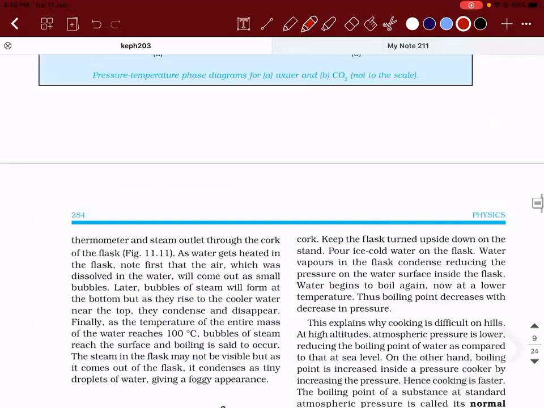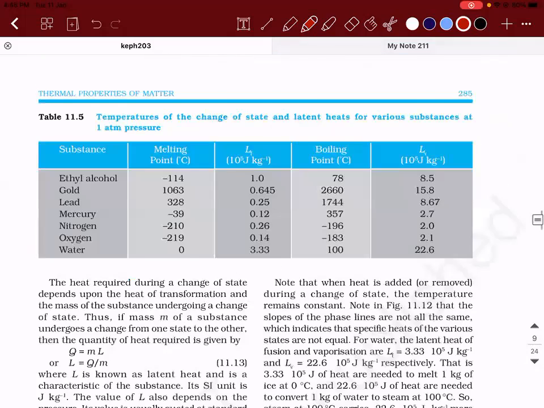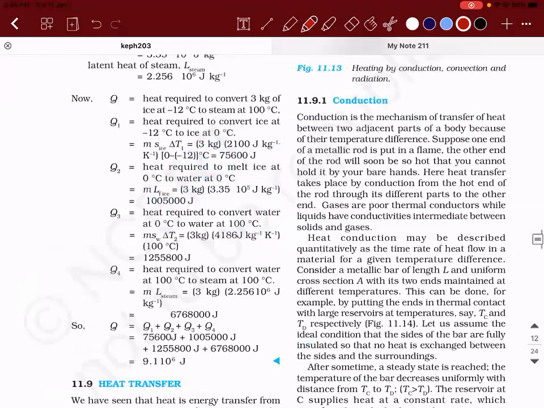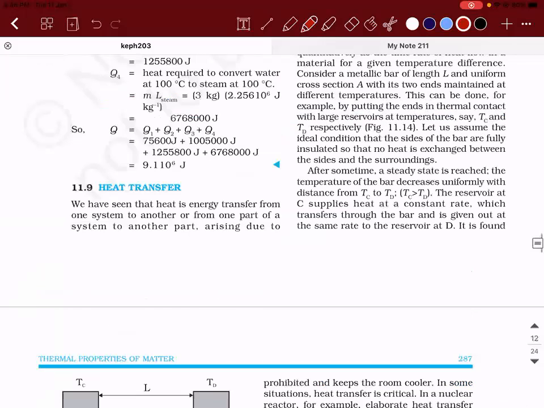And in tomorrow's class, we will do a problem that is based on latent heat as well. So after this problem is over, then we can go for heat transfer.